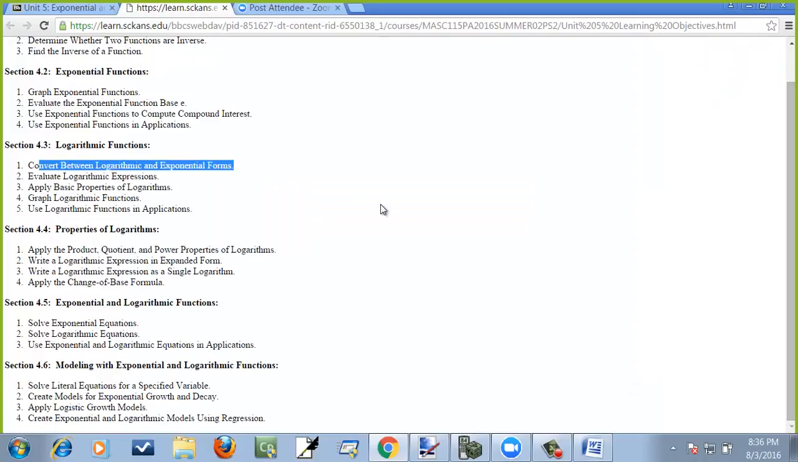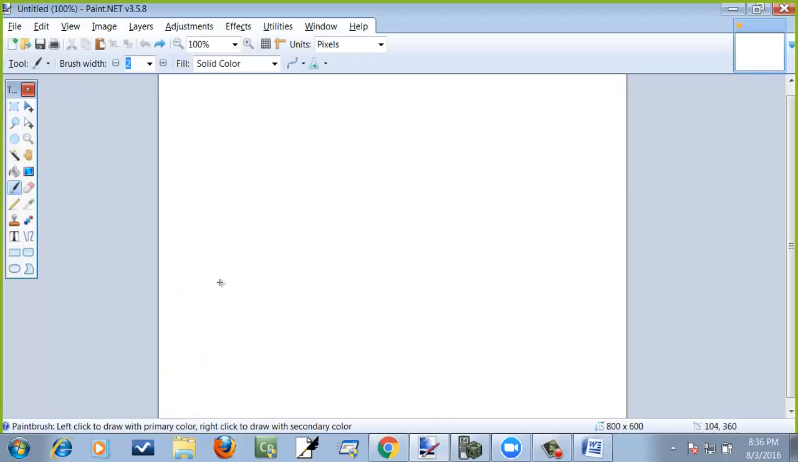Okay. Now evaluate log expressions. So let's talk about that. And also along with that is apply basic properties of logarithms. If I'm trying to evaluate log base 2 of 8 without a calculator, I'm going to do one problem and then I'm going to talk about the property. Property will make it look kind of complex, but it's a fairly simple idea.